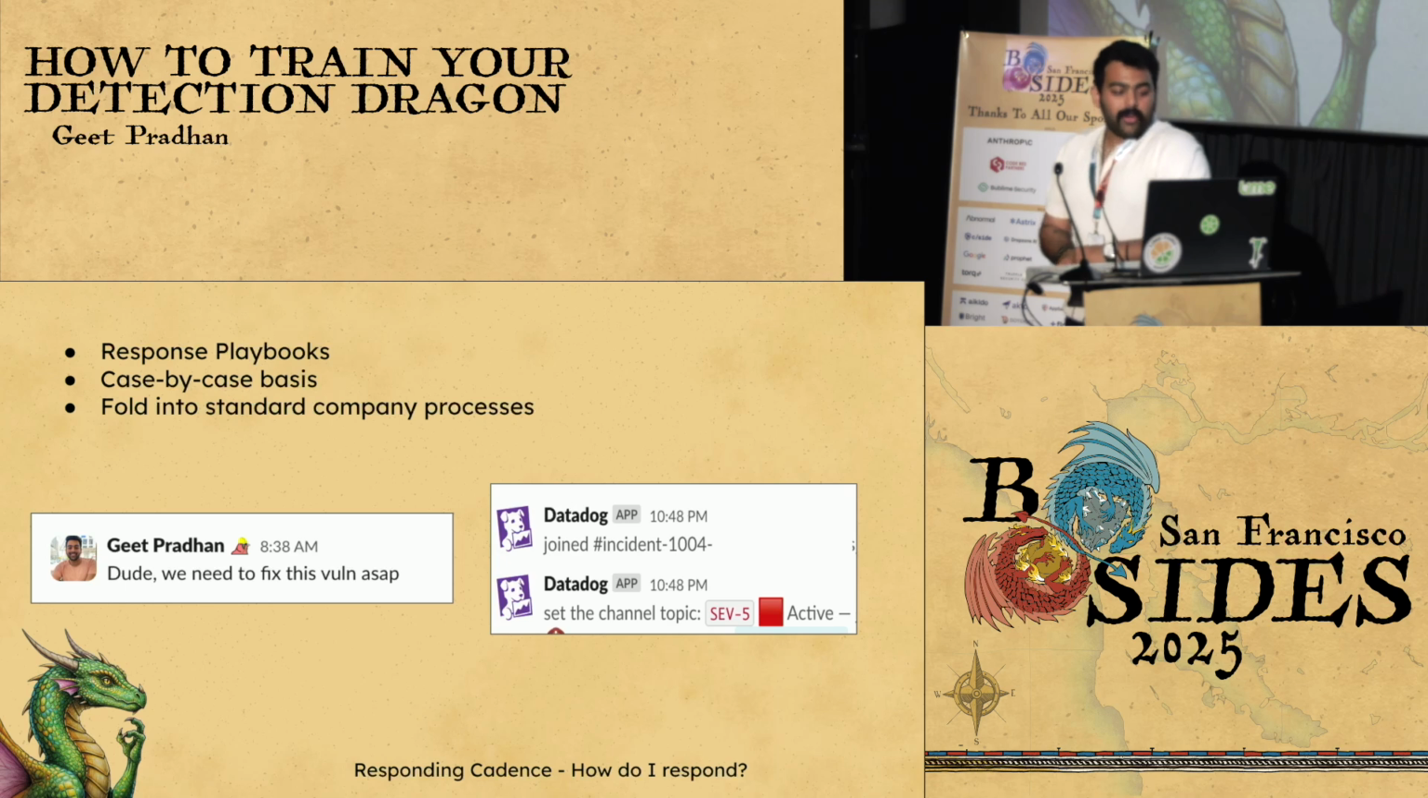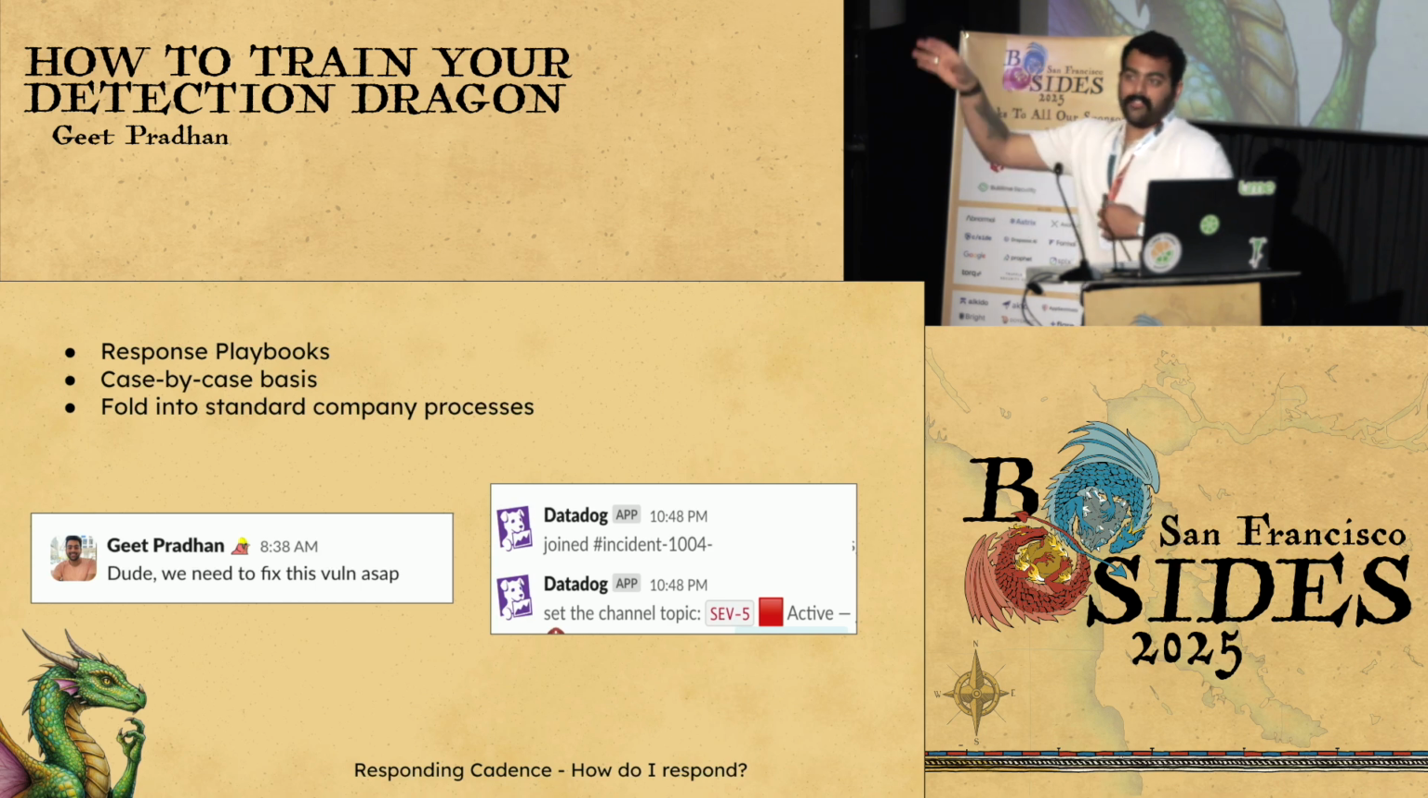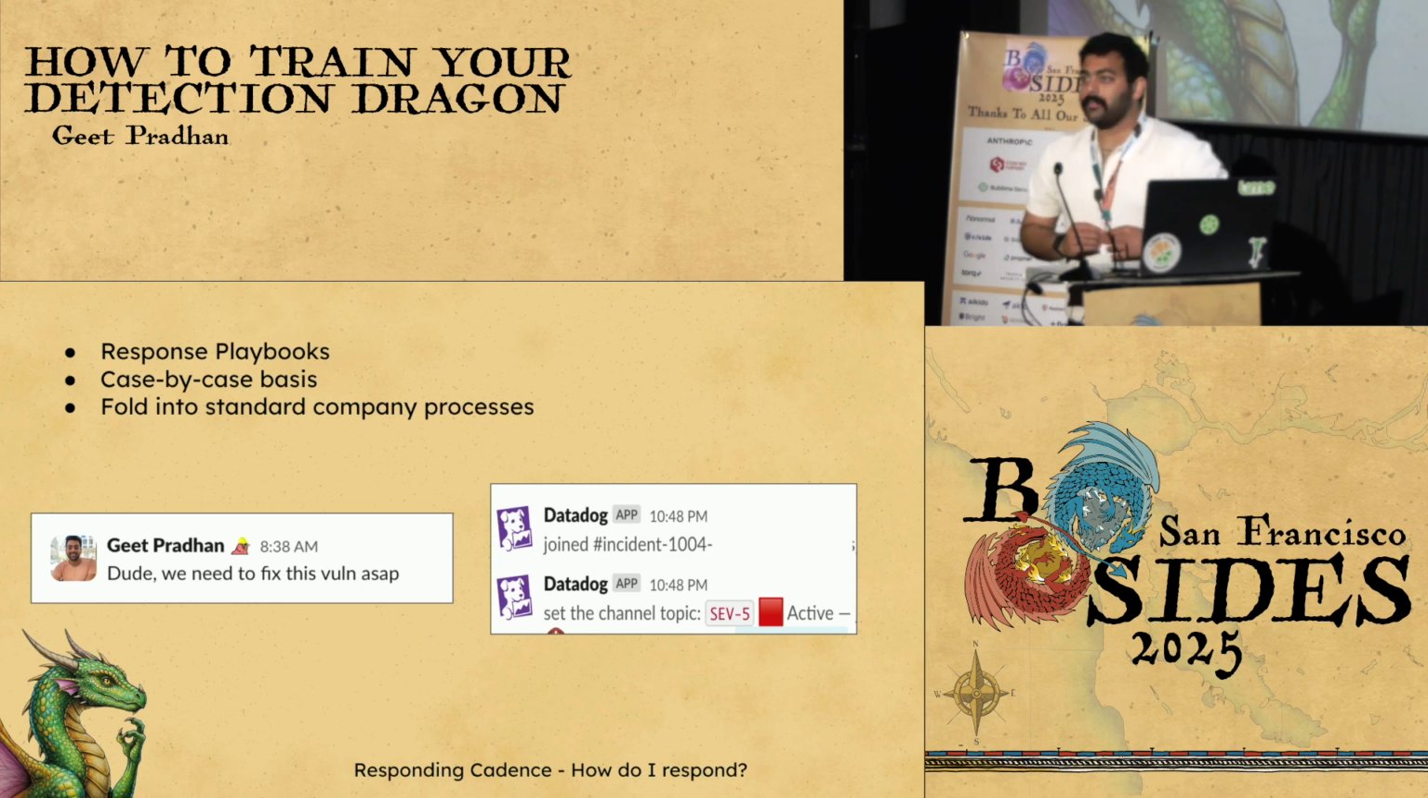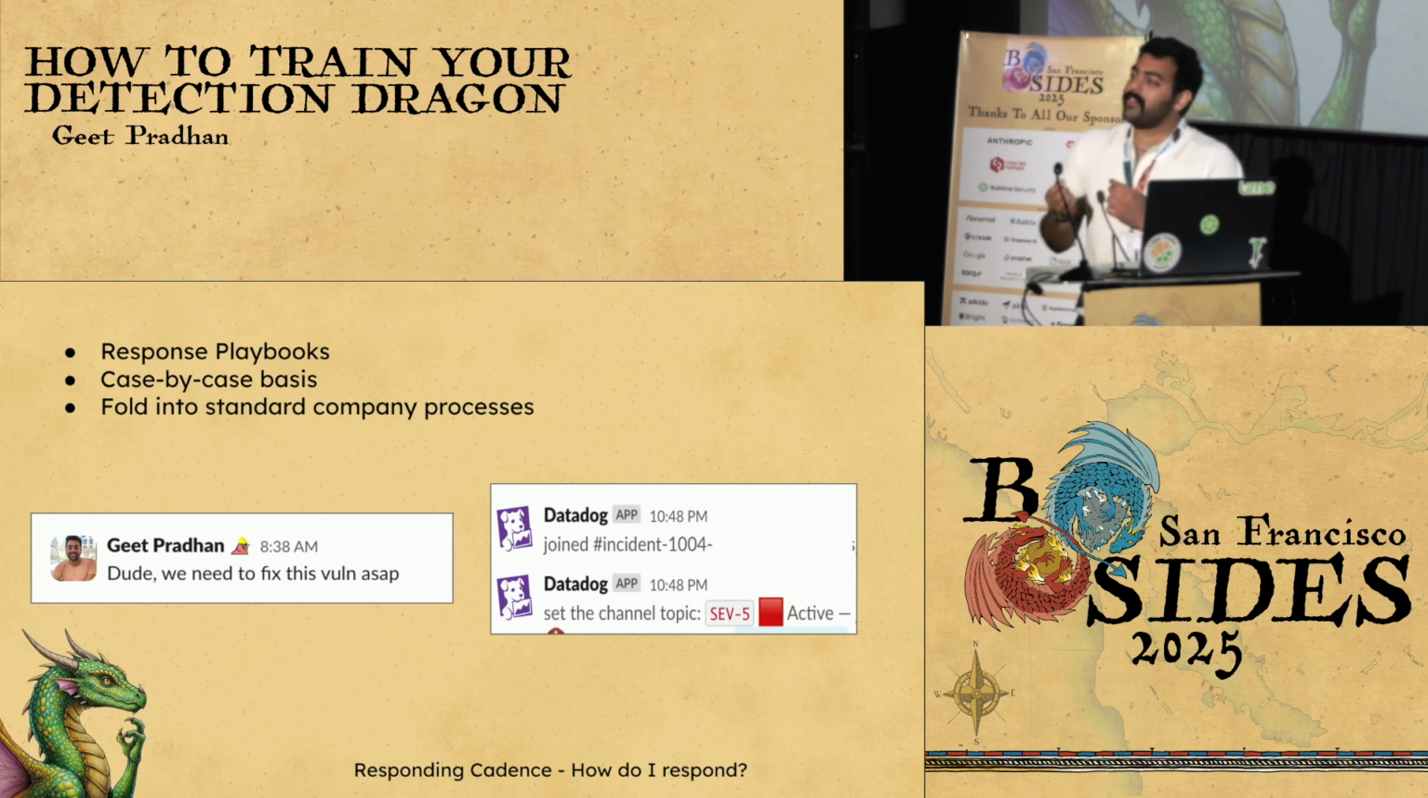Now, response playbooks are very important. Now, I don't want to go into how to build a response playbook and all that fun stuff in this talk, because we're talking about the detection dragon. The response dragon is very, very large, right? So we'll deal with that another time. But essentially, it's very varied, right?